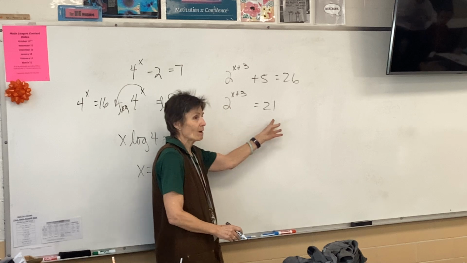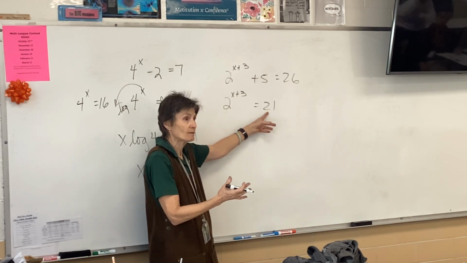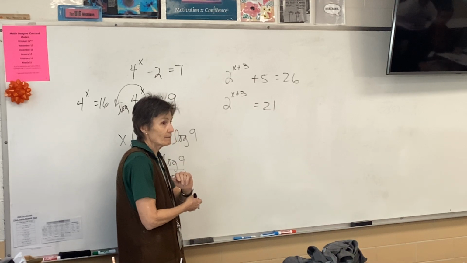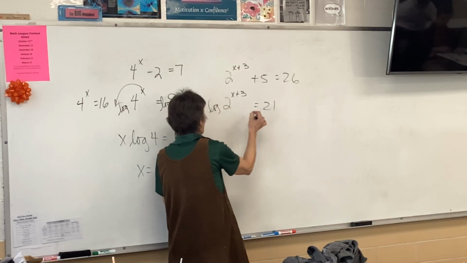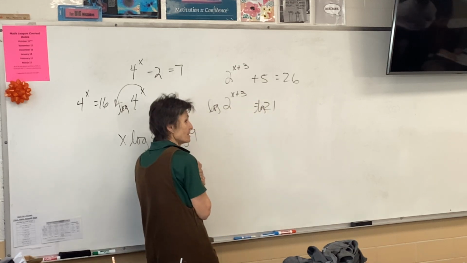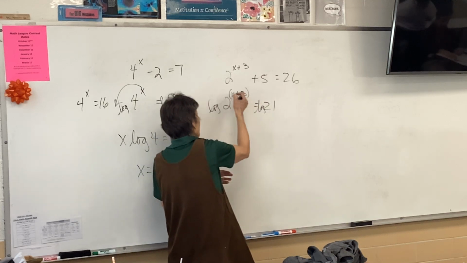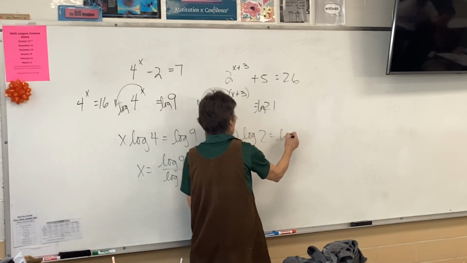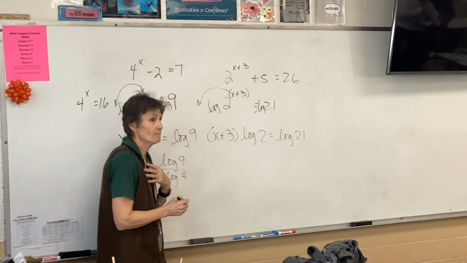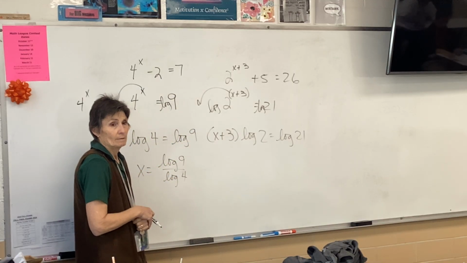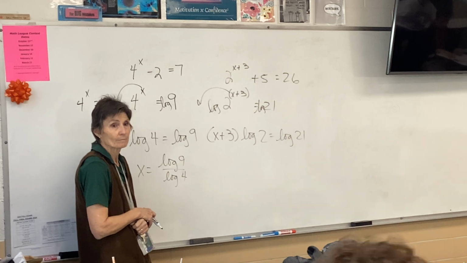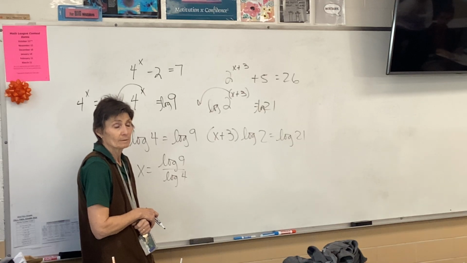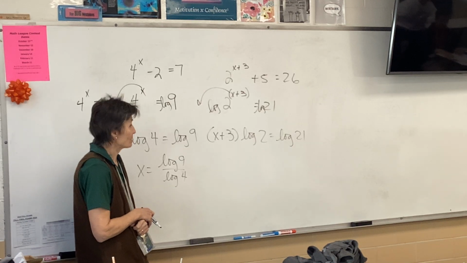Now, 21 is not a power of 2. If that had been like a 16 or something, it would be okay. But it's not. So I'm going to do what I did a minute ago. I'm going to log both sides, or ln both sides. Take some logarithm of both sides. The exponent is going to come out as a quantity. Does that make sense to everybody? Why can we do that? It's a property of logarithms. It's just math. It's the product property of logarithms.